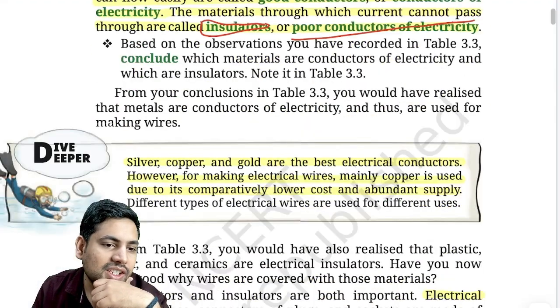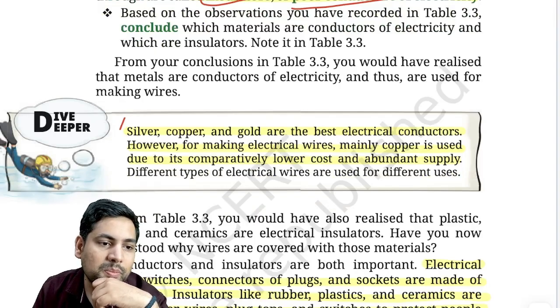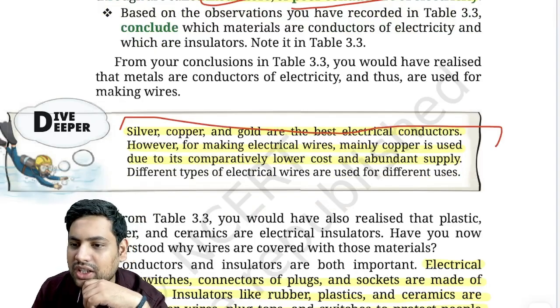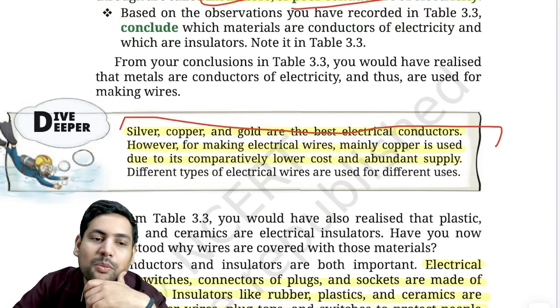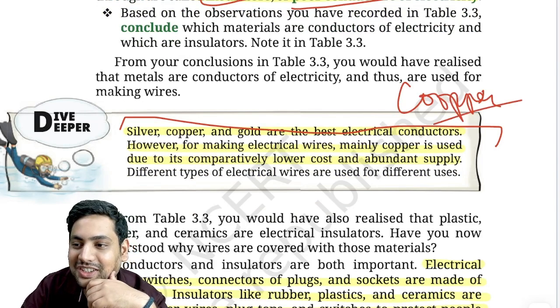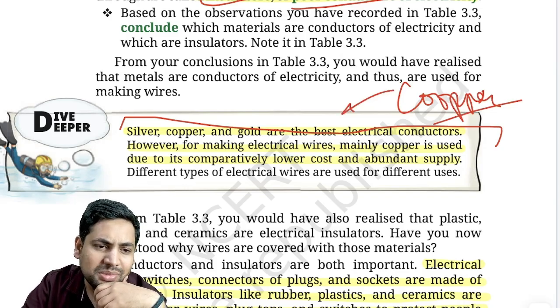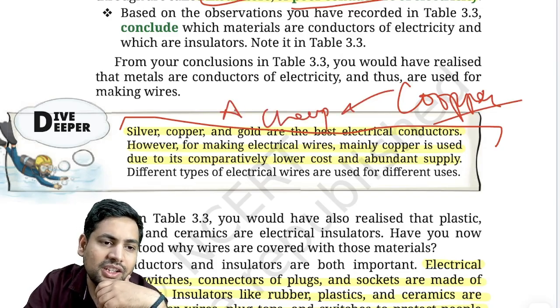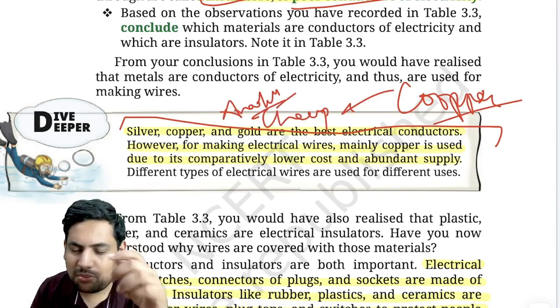Simple. Now, it says that silver, copper and gold are all very good electrical conductors. However, why do we use copper mostly? It is not rocket science, it is not very difficult, because copper is cheap and much more easily available. That's why we use copper.